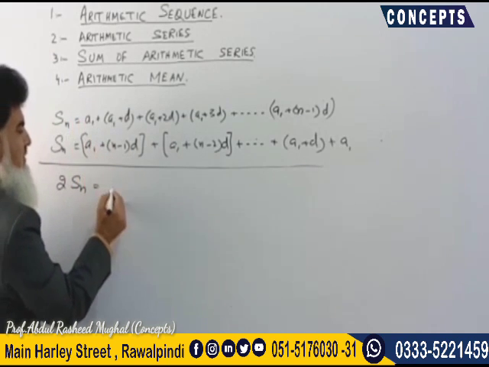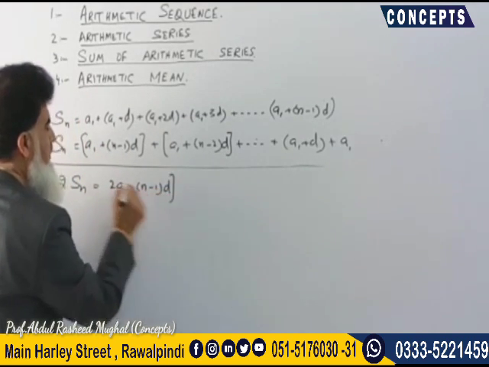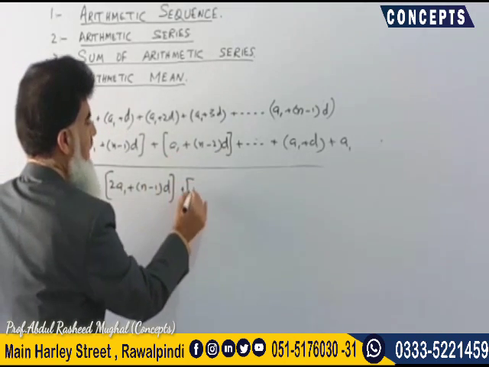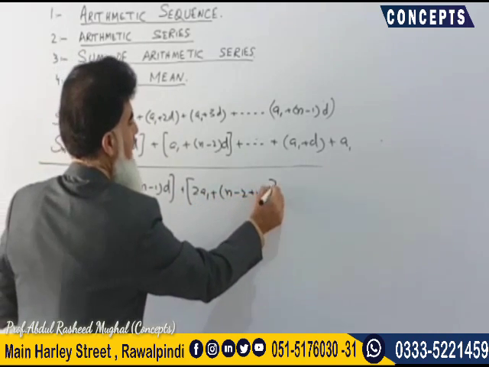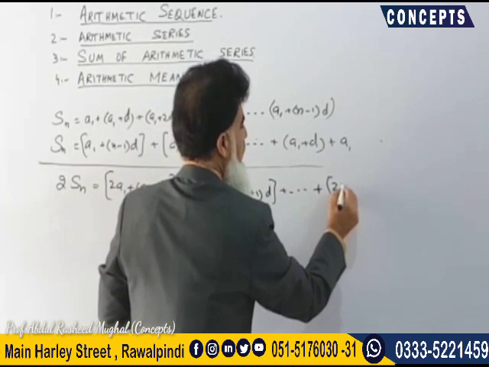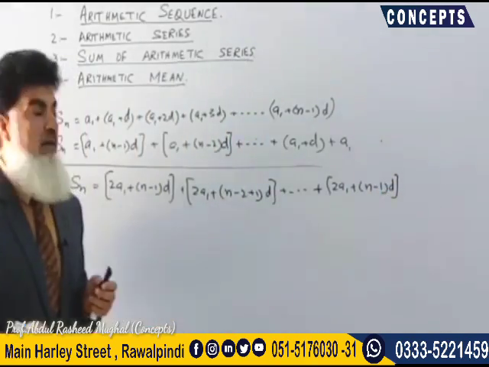First term is added to first term and you will get 2a1 plus (n minus 1) into d. Again, second term added to second term and you will get 2a1 plus (n minus 2 plus 1) into d, and so on. In this way, you will get 2a1 plus (n minus 1) into d.